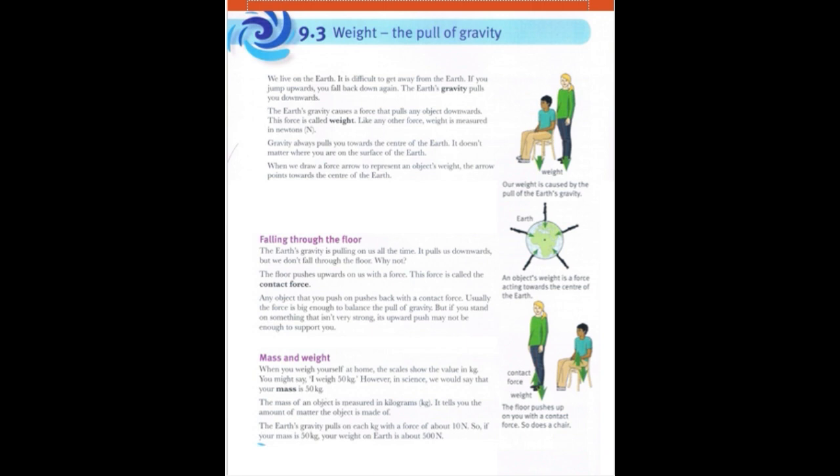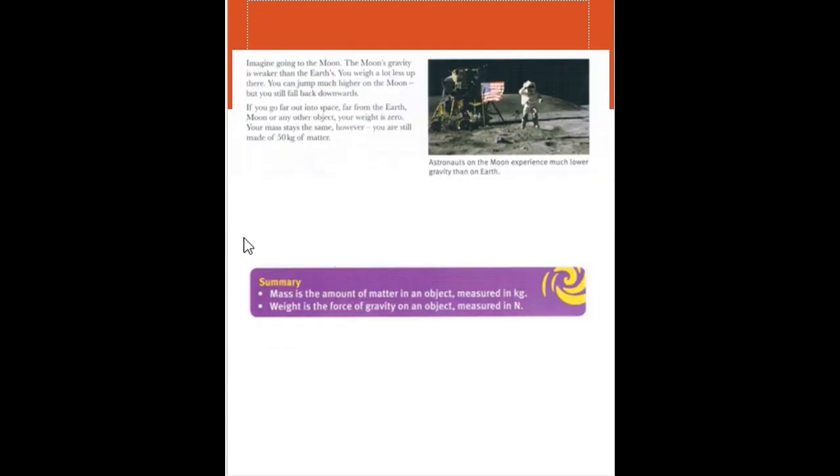Imagine, students, if you are going to the moon, and the moon's gravity is weaker than the Earth's, your weight is a lot less up there. Why? Because the gravity is weaker. You can jump much higher on the moon, but you still fall back downward because the moon has gravity.